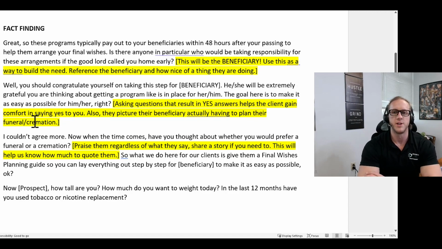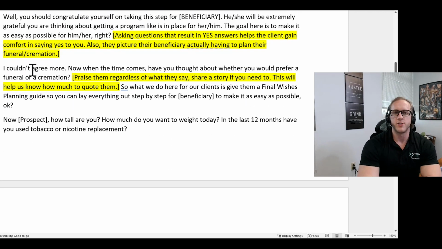You also want them picturing their beneficiary having to plan their funeral or cremation. You want them to picture this stuff in their head, because that's the pain point that you're trying to solve for them. And the more painful someone feels, the less certain they have to be to make a decision. And you say, "I couldn't agree more. Now when the time comes, have you thought about whether you'd prefer a funeral or a cremation?"